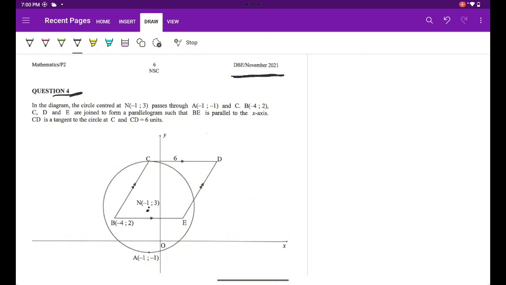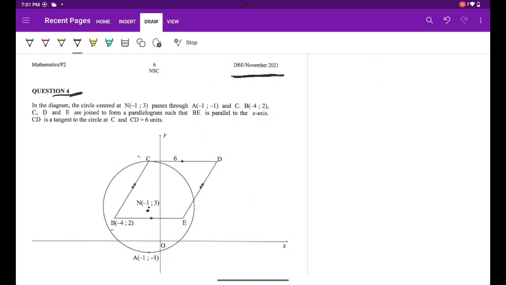we can see it there, passes through A with the coordinates -1 and -1, and C with the coordinates -4 and 2. So we can see the A and the C there. Now C, D, and E are joined to form a parallelogram. Now remember, this is a parallelogram, BCDE. It's a parallelogram, so we need to notice the properties of a parallelogram.